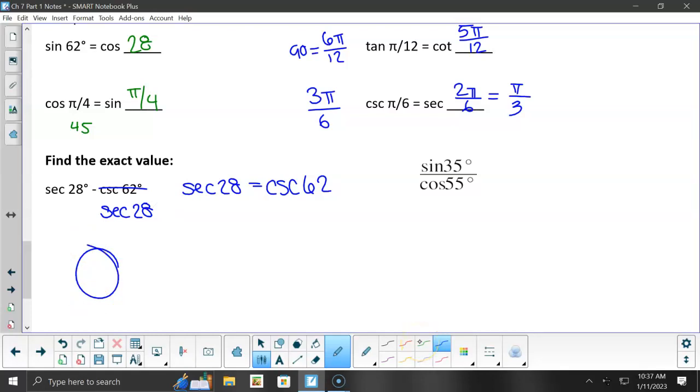All right, and then same thing over here. If I have sine of 35, that's 55, because that's how my cofunctions work. So if those are equal, which one do you want to replace, the sine or the cosine?